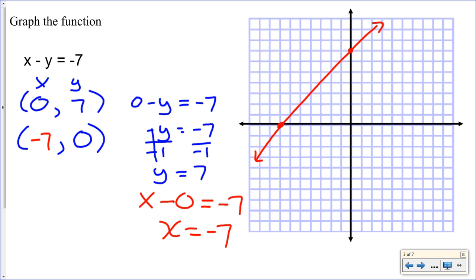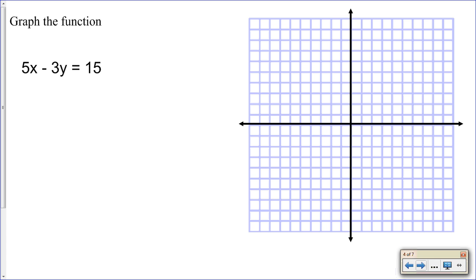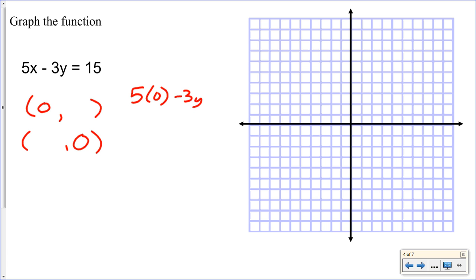Okay, let's try another one. 5x minus 3y equals 15. Again, I'm going to pick my two intercepts here. If I put 0 in for x, okay, so that's going to make that term go away, and I have negative 3y equals 15, so I'm going to divide by negative 3 on both sides, and y is negative 5.